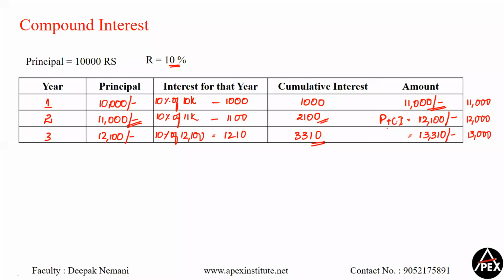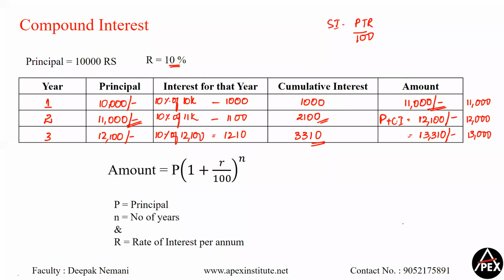No, not only the compound interest part. For example, in simple interest we have PTR by 100, isn't it? Now, do we have a direct formula to calculate compound interest? No. We have a formula to calculate the amount at the end of n years, given by A = P into (1 + R by 100) power n, where P is the principal, n is the number of years, and R is the rate of interest per annum.